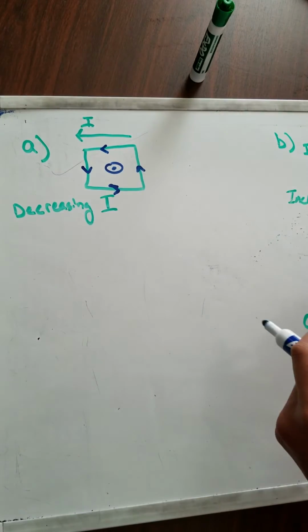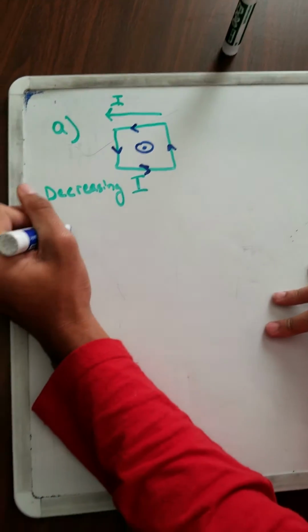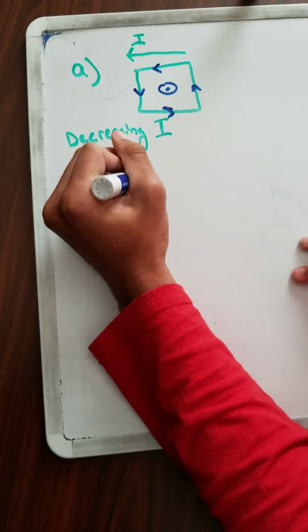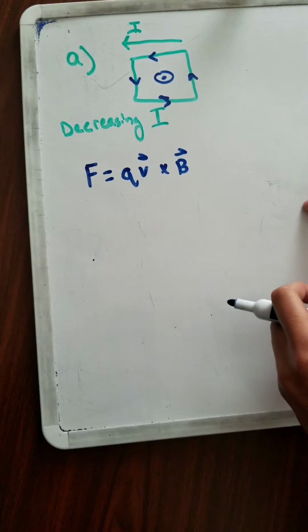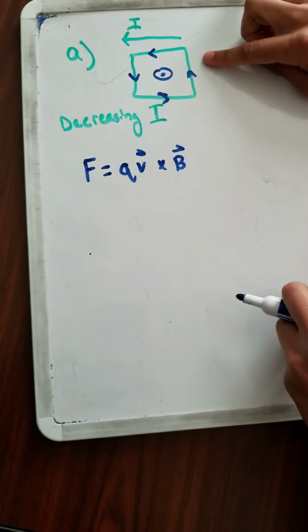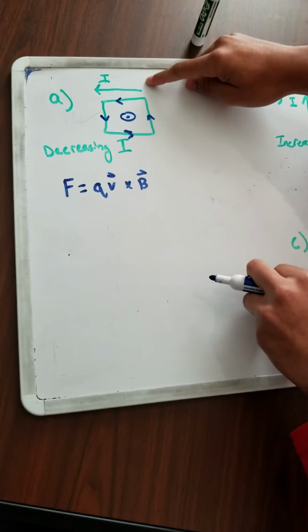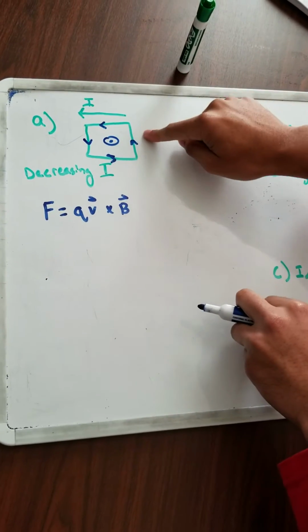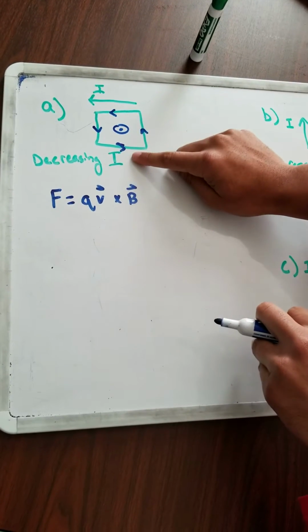Okay, so now that we know the direction of the induced current, we can figure out the force. So force is equal to QV cross B. So we know that on our left and right side of the box, because they're both equal distance from the current, these forces will cancel out. So we have to examine the top side of the box and the bottom side of the box.